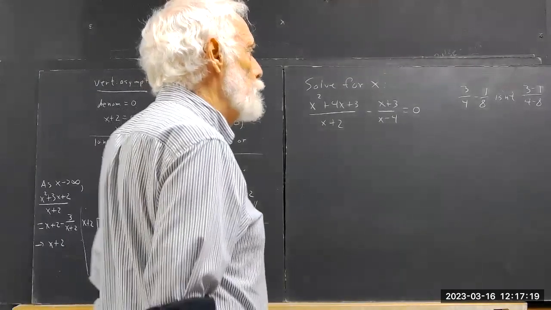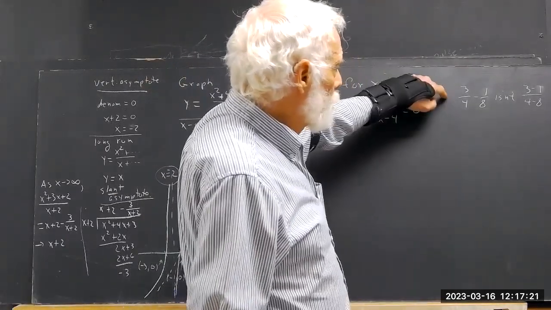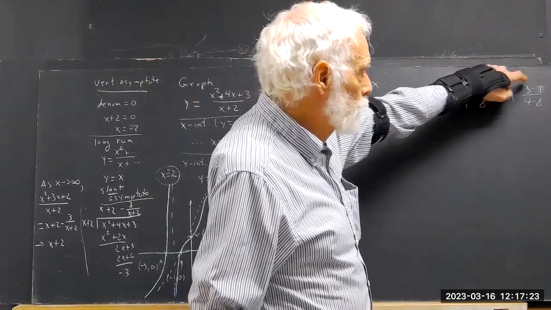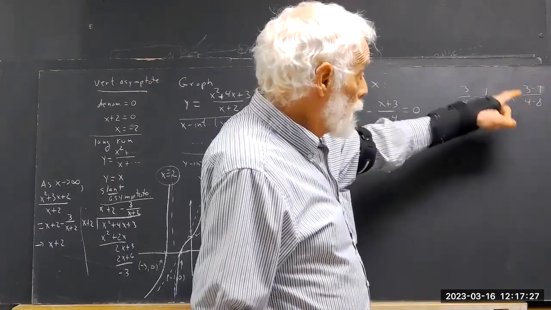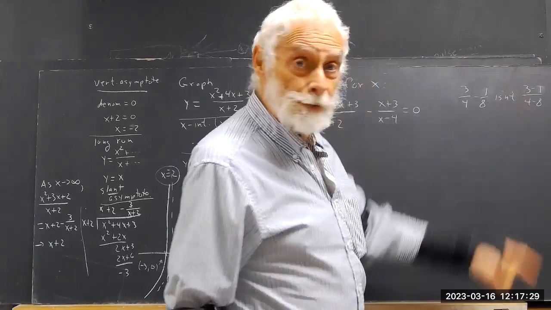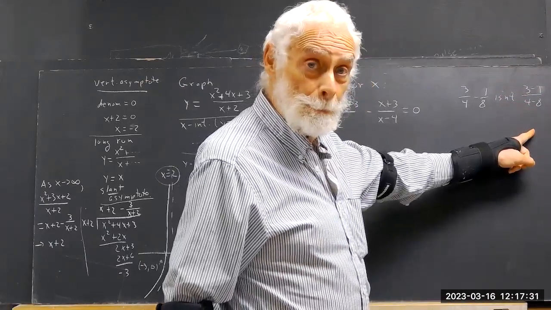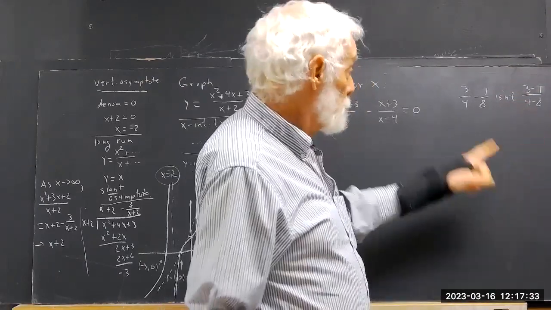I don't even have to do a calculation to prove that 3/4 minus 1/8 isn't 3 minus 1 over 4 minus 8. Because 3 minus 1 is positive, 4 minus 8 is negative, so this is negative, right? But what's bigger, 3/4 or 1/8?